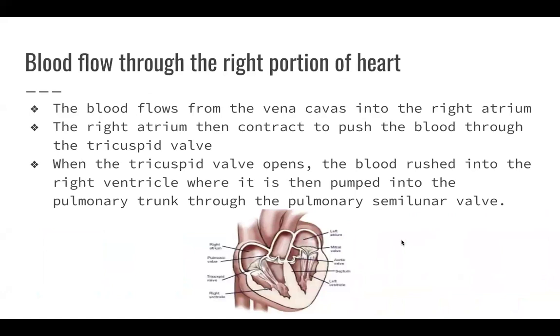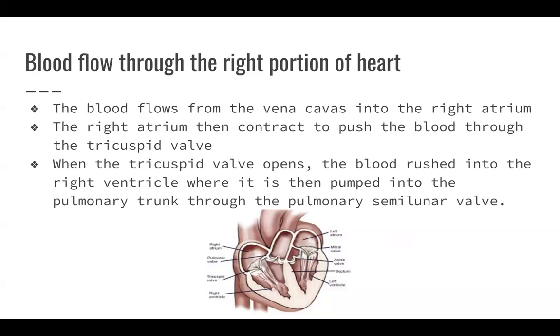So after the deoxygenated blood comes in from the vena cavas, it goes into the right atrium, and once the right atrium contracts, it pushes the blood through the tricuspid valve. The tricuspid valve only opens when it has a force pushing against it, so it will not reopen when the ventricles contract, so it won't push the blood back up into the atria. So that's really the purpose, and it keeps the blood from regurgitating and coming back up.